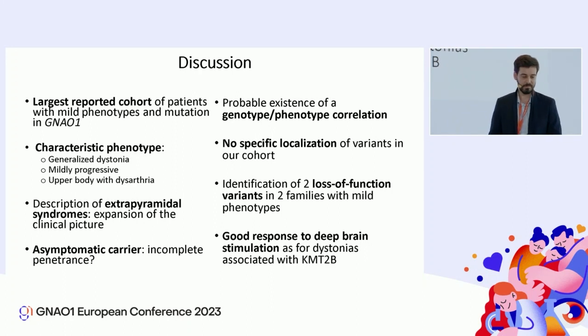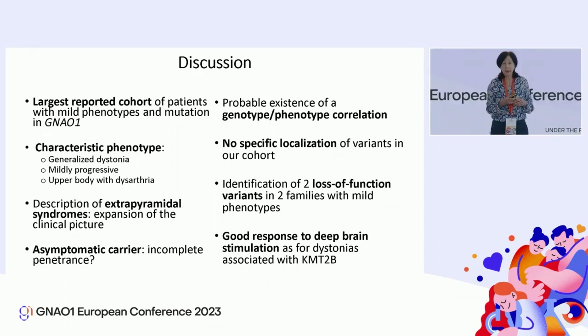So in conclusion, it's the largest reported cohort of patients with mild phenotypes and mutation of this gene, with the characteristic phenotype of generalized dystonia, mildly progressive, and with some patients having only upper body distribution. Dysarthria is very frequent. Description of Parkinsonism.